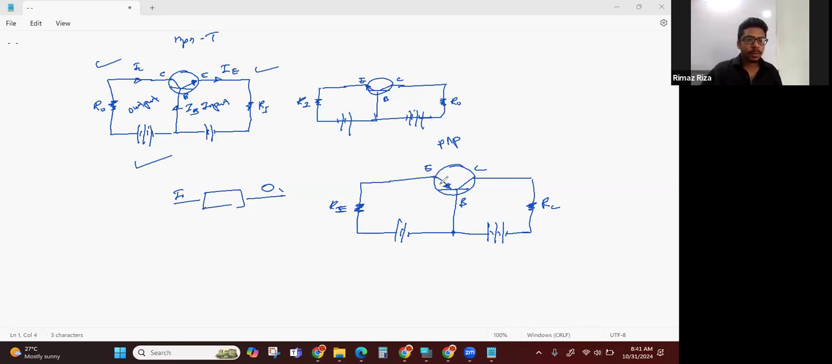So now we can mark the current. Current is always from P to N. So here IE on this side, and here IC. I mark the current here also. So IE equals IB plus IC. Did you understand?